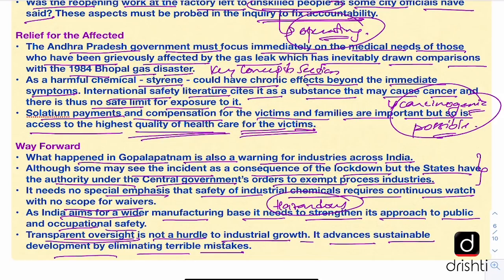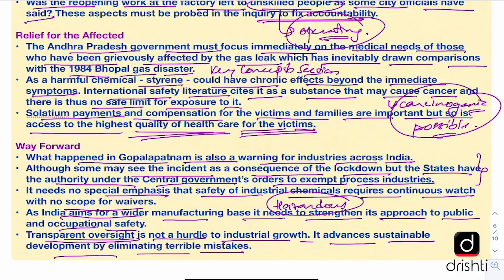So it is very important for all the stakeholders, the industry, the government, the local citizens, to realize that safety cannot be the second priority. It has to be always the first priority. And we need to have updated regulations as well as regular checks to make sure that all the regulations are getting complied with. So these were the key points of the editorial.